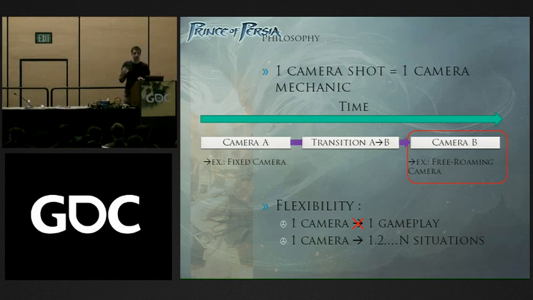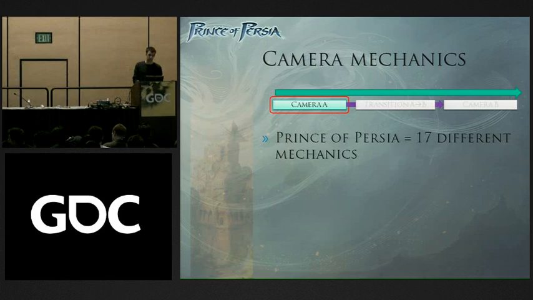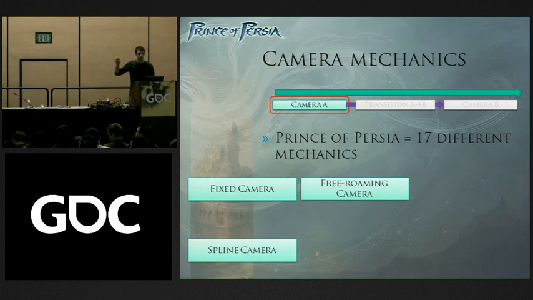Remember in Assassin's Creed there was a horse camera for when you were on a horse. There was a low profile camera. All of these things were really gameplay related, and what we can do is say we want to use a free roaming camera in the horse situation, or we want to use a fixed camera in other situations. That's the kind of granularity that you want to have in an engine. So let's look at those cameras. In Prince of Persia we had 17 different mechanics.